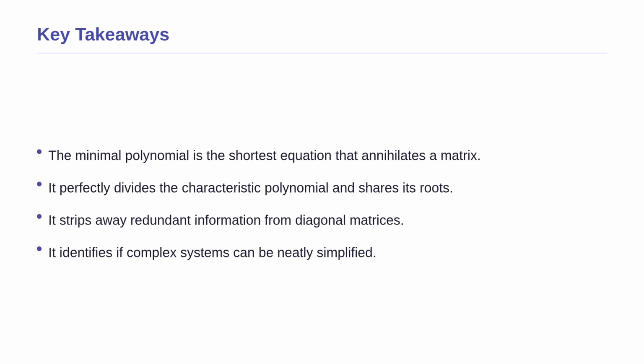We have covered the full topic, so let us reinforce the most important ideas. First, the minimal polynomial is the smallest, simplest algebraic equation that can turn a specific matrix into zero. Second, it is intimately connected to the characteristic polynomial, perfectly dividing it while sharing all the same fundamental roots. Third, it acts as a mathematical filter, stripping away unnecessary repetitions whenever the matrix structure allows it. Finally, it is a powerful diagnostic key that unlocks the knowledge of whether a complex system can be neatly simplified or if it must be handled in its complicated form.